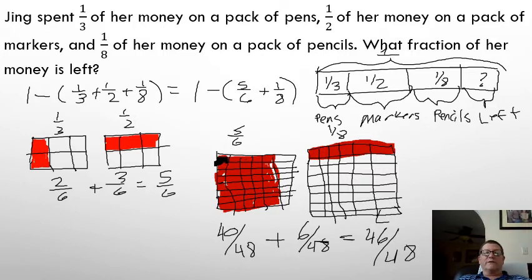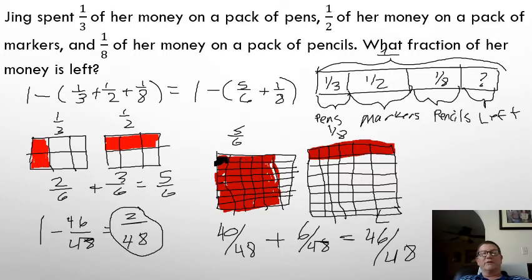So when we write this now, we can see we have 5/6 minus 1/8, which is 40/48 minus 6/48. Now we know 1 whole is actually equal to 48/48. So I'd only have to add 2/48 in order to make it a whole. So 2/48 is what was left of her money.